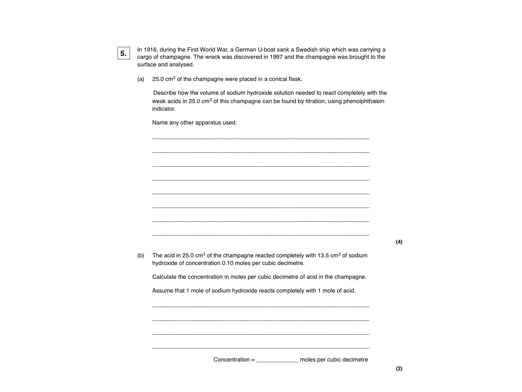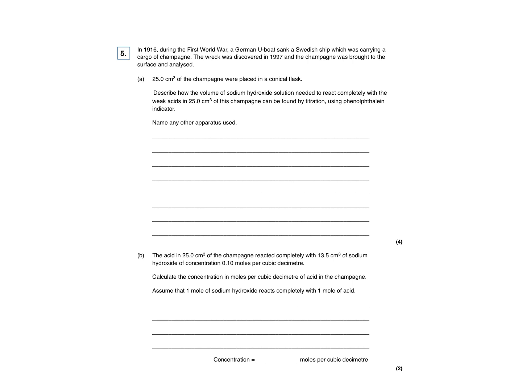Now, the next one: in 1916, during the First World War, a German U-boat sank a Swedish ship which was carrying a cargo of champagne. The wreck was discovered in 1997 and the champagne was brought to the surface and analysed. 25 centimetre cubed of the champagne was placed in a conical flask. Describe how the volume of sodium hydroxide solution needed to react completely with the weak acids in 25 centimetre cubed of this champagne can be found by titration using phenolphthalein indicator.